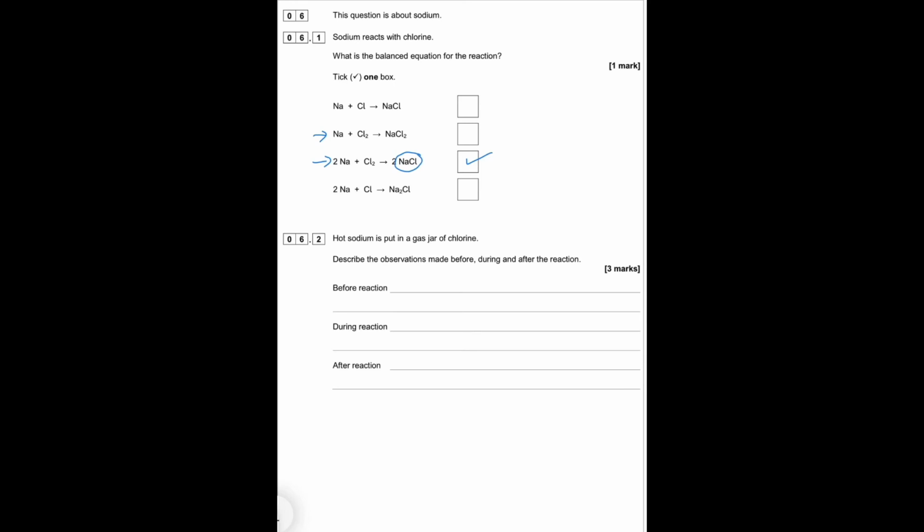So for question 6.2, hot sodium is put in a gas jar of chlorine. Describe an observation made before, during and after the reaction. So before the reaction, we start off with a grey solid metal, and also the chlorine gas is a green gas. During the reaction, we should see an orange flame indicating the reaction is taking place. And at the end, we're going to end up with sodium chloride, which is table salt, which is a white solid, or we could say powder.